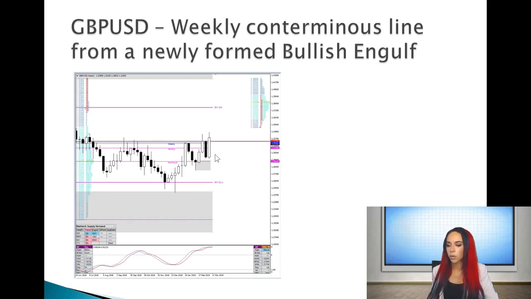Anyways, moving on. So now on the weekly chart, there is a bullish engulfing, and I was looking at this newly formed conterminous demand line. And then for my setup, I also wanted a creation and a test of a daily Q low. So let's drop down to the daily time frame.